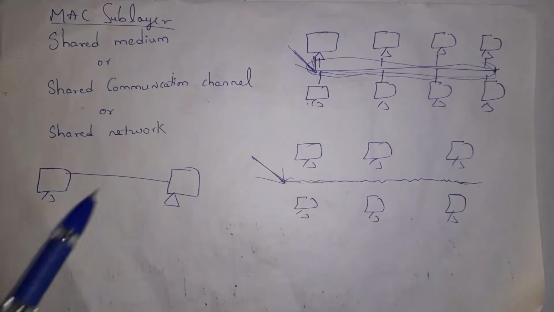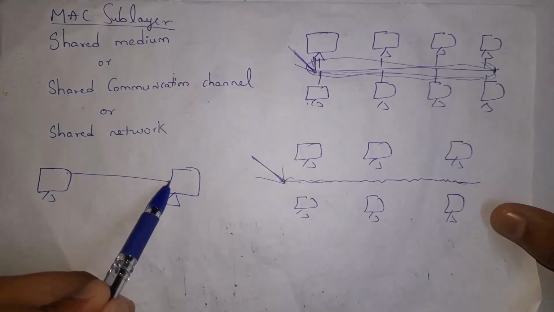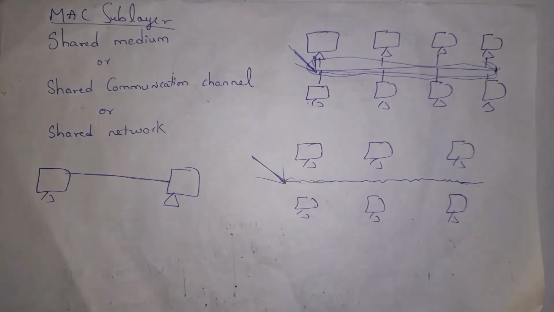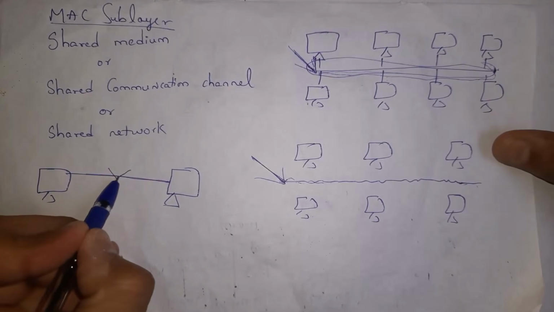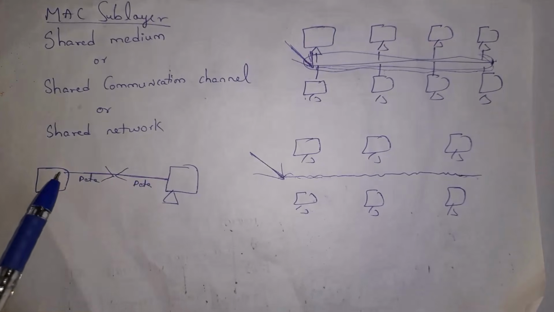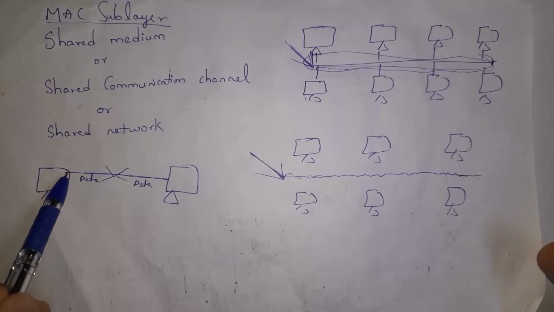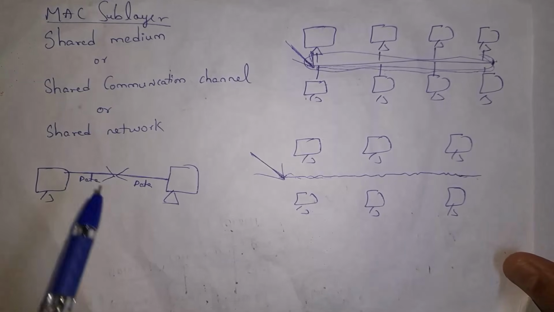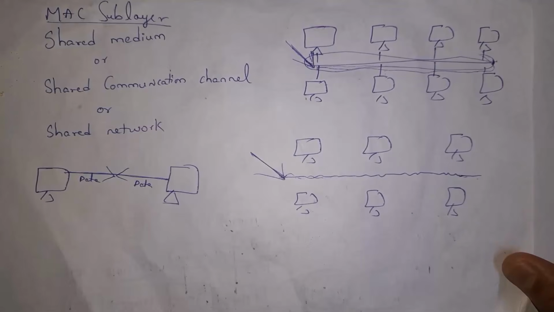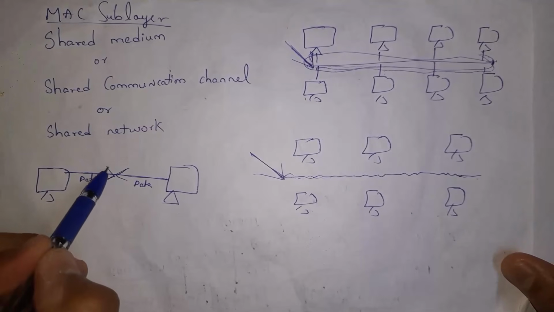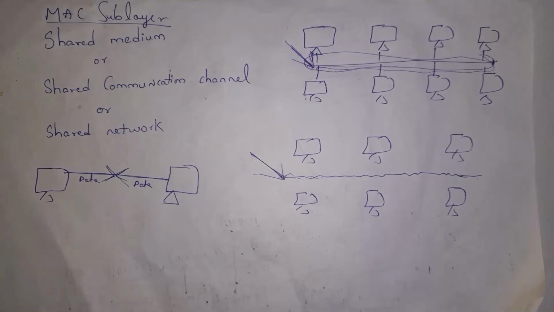For example, there are multiple computers connected to a shared network like single cable and both computers will send data at the same time. If both computers send the data at the same time, then collision will occur. Collision is nothing but interference. Whenever two computers send data at the same time, collision will occur and data will be lost. So this data will be lost and this data will be lost and both computers will not receive data. So in shared network, whenever multiple computers send data at the same time, collision will occur.